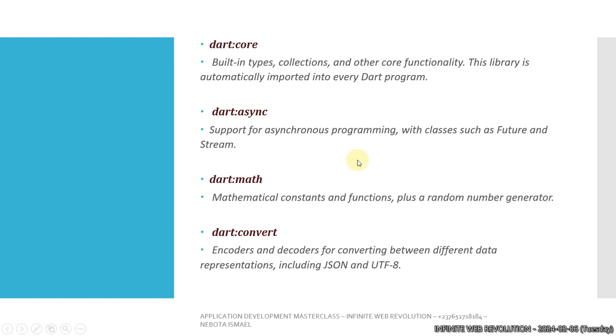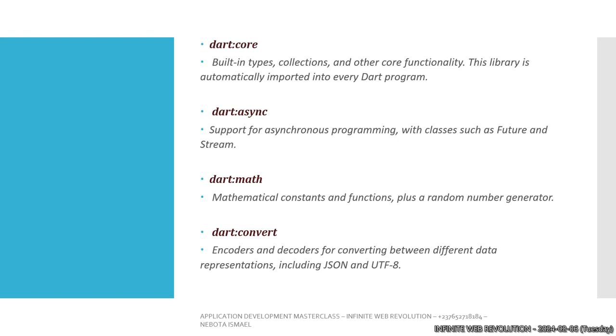You have dart:async, which supports asynchronous programming with classes such as Future and Stream. We are going to be looking at it. This is one of the most powerful aspects about Dart, to support asynchronous programming. We are going to see about asynchronous programming in due time. Then dart:math, mathematical constants and functions plus a random number generator. So you can always use this when you want to perform advanced mathematical computations, right?